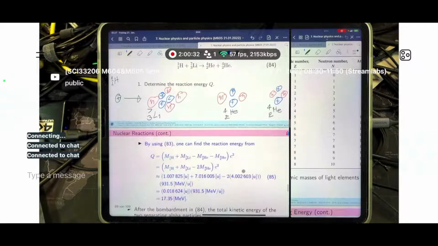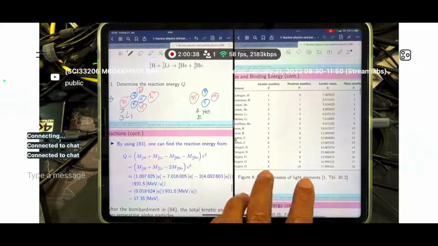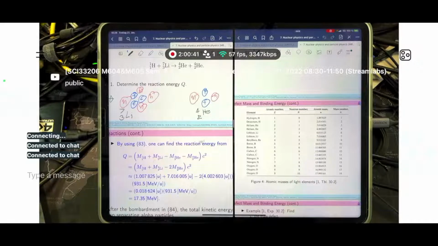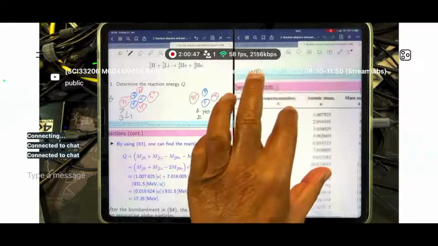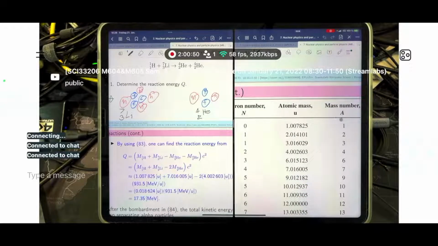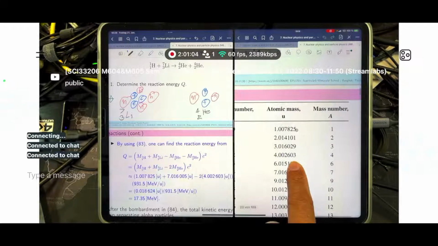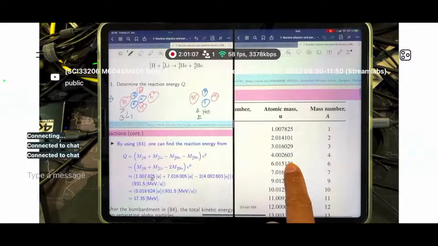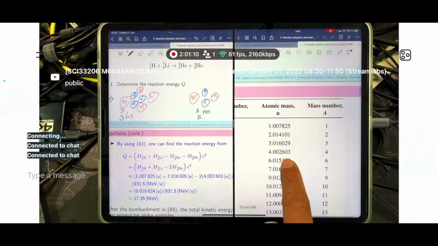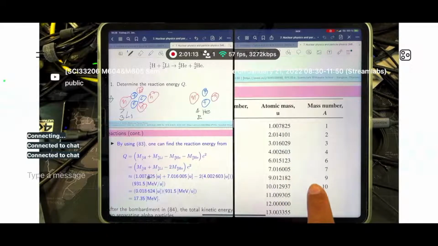The reaction energy. We go to the table to look for the mass of hydrogen-1-1, which is the hydrogen nucleus. Mass of hydrogen is right here. Atomic mass, we don't talk about mass number. That's the exact number of nucleons. This is the proton, hydrogen-1-1, 1.007825. That's the mass of the nucleus of the hydrogen or the proton.